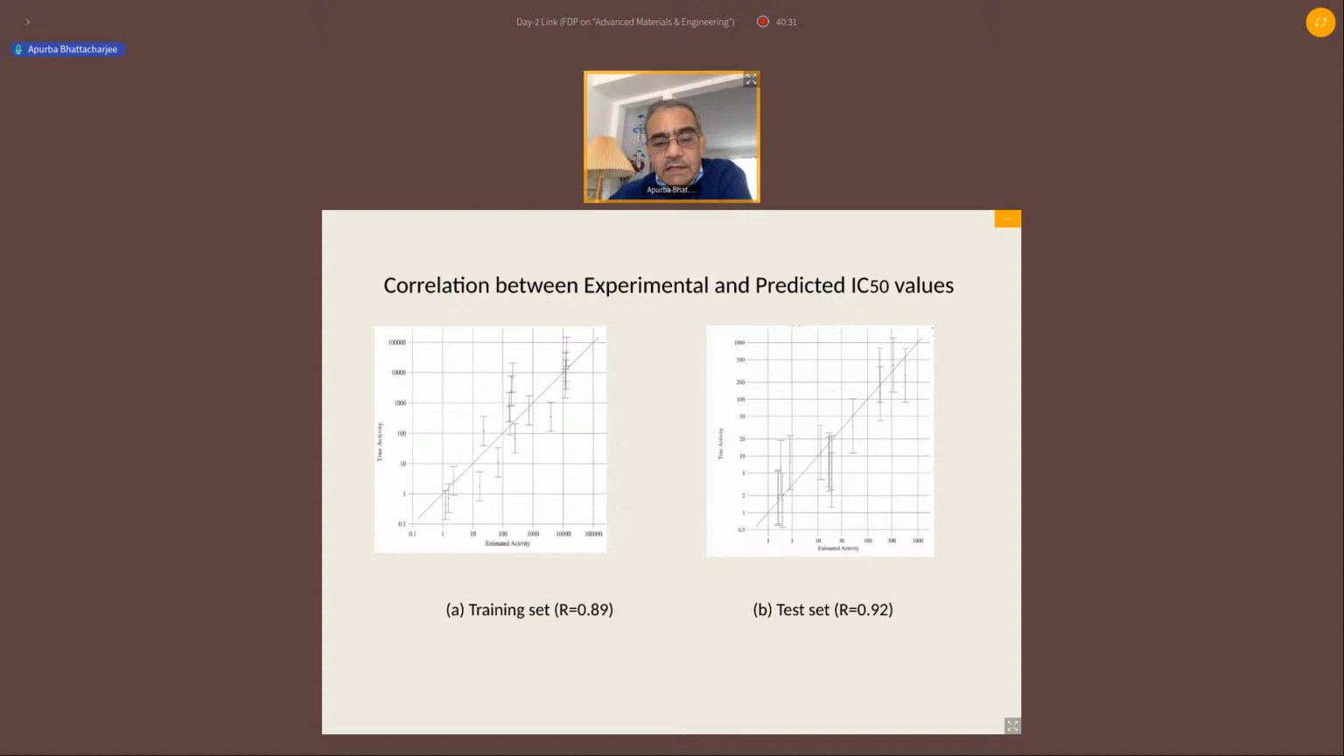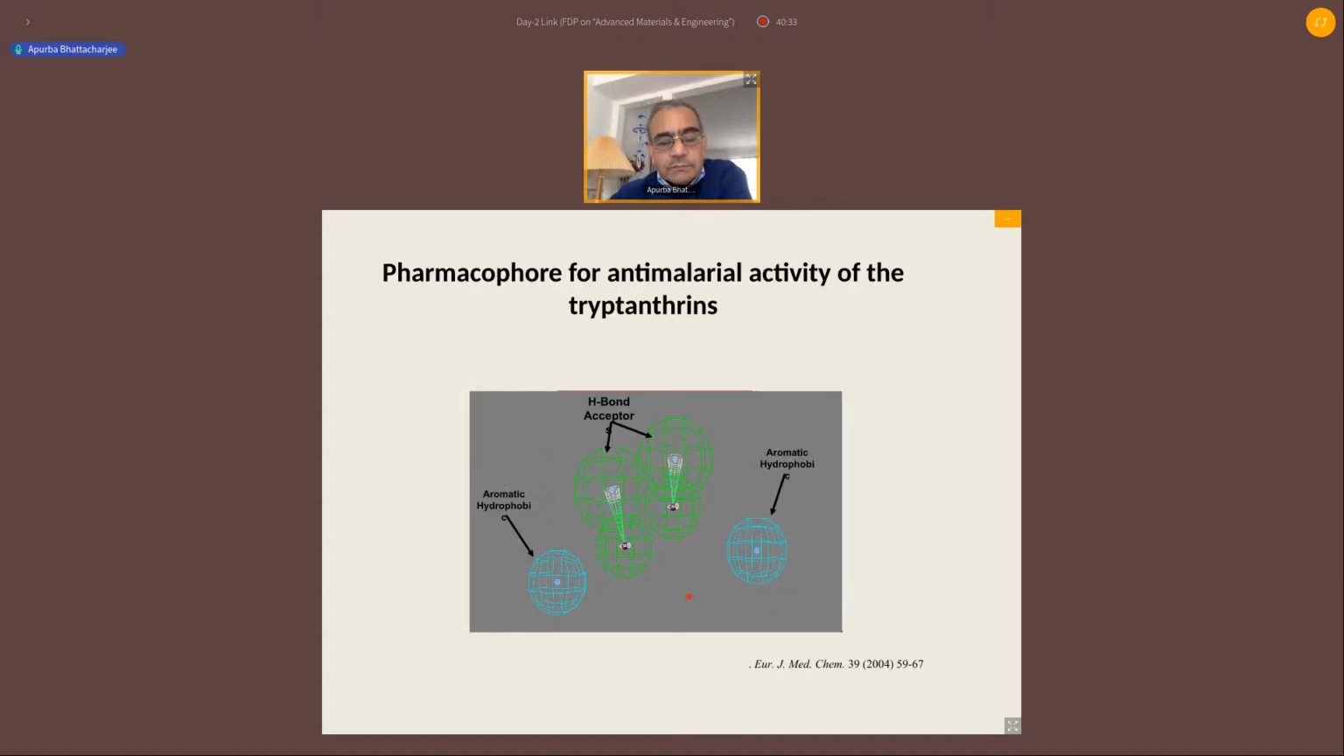So then, this is the pharmacophore model. I think I have shown you this picture earlier. This is the 2 hydrogen bond acceptors flanked by 2 aromatic hydrophobic features. Now this model, what we did next, sorry.